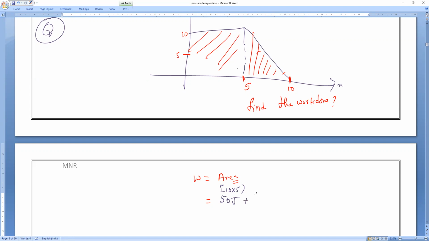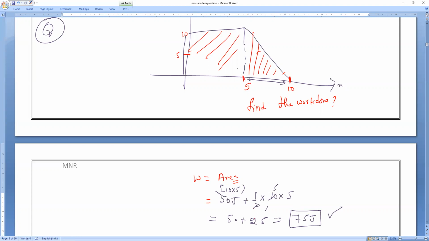Area of a triangle, what is the formula? Half into base into height. So base is equal to 5, and height is equal to 10. So half into 5 into 10, which is equal to 25. So 10 fives are 50 plus 5 fives are 25, which is equal to how many joules? 75 joules. That is what you have to understand.